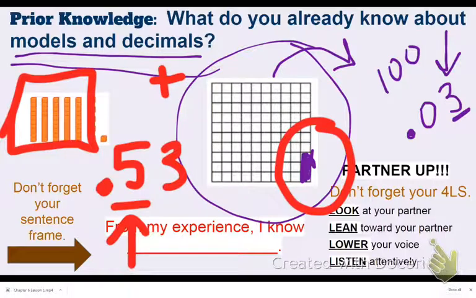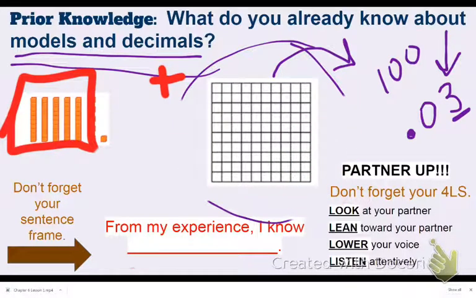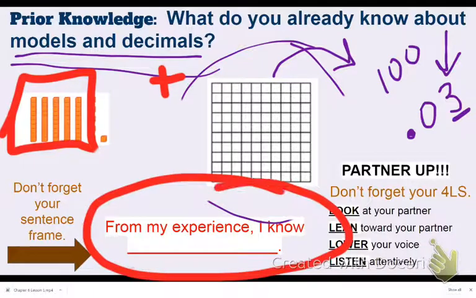So again, what do we already know about models and decimals? We know that we can show a decimal value, or how much it is, using a model. From my experience, I know that this place here is the hundredths place, or how much out of 100, less than 1. And this place value right next to the decimal on the right is tenths, or a dime, or less than $1. We're talking about values that are less than 1.